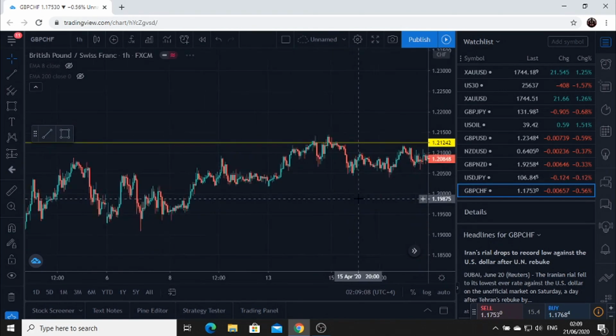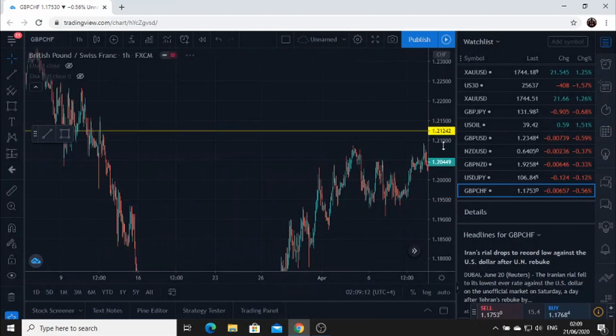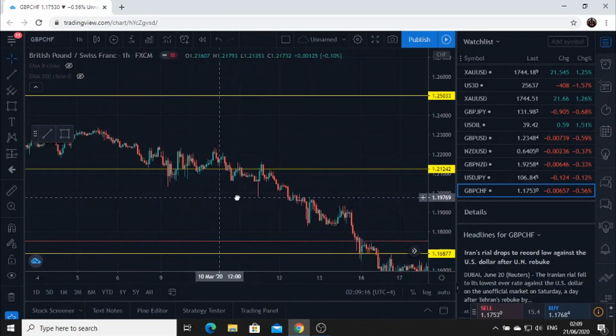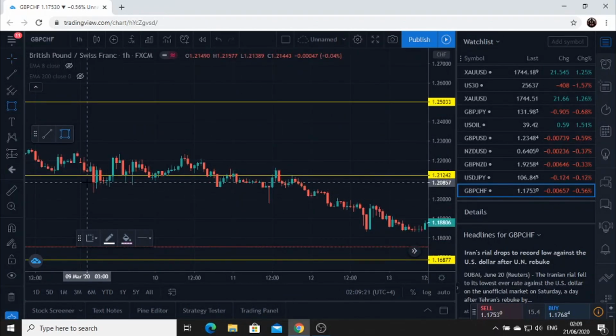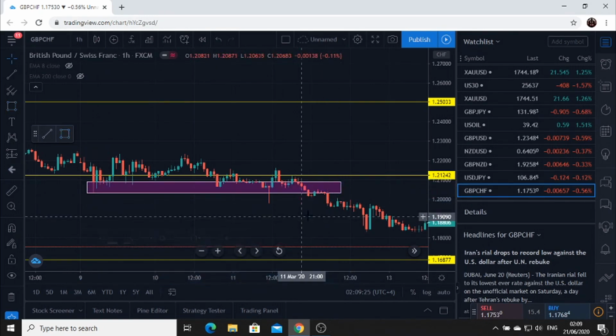Let's find one more boxed area. Now this is fine as well. You can take it from here, make the box. Okay, you made the box.